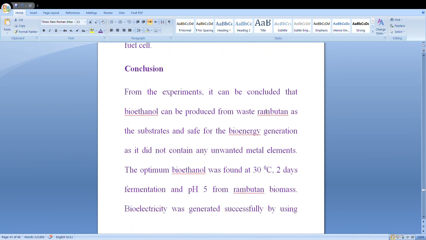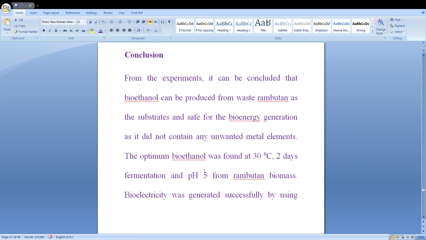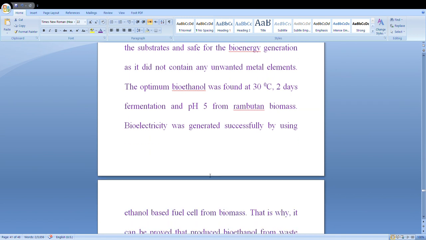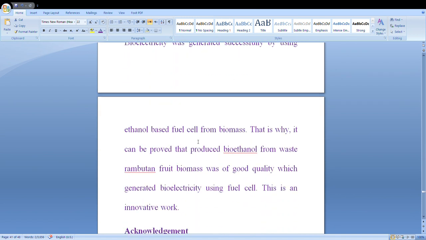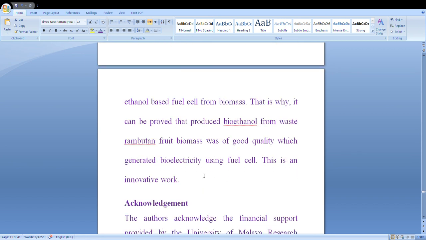From the experiment, it can be concluded that bioethanol can be produced from waste rambutan as a substrate and is safe for energy generation, and it does not contain any unwanted metal elements. The optimum bioethanol was found at 30 degrees centigrade for 2 days of fermentation and pH 5 from rambutan biomass. Bioelectricity was generated successfully using an ethanol-based fuel cell from biomass. That is why it can be proved that bioethanol produced from waste rambutan fruit biomass was of good quality, which generated bioelectricity using a fuel cell. This is an innovative work.